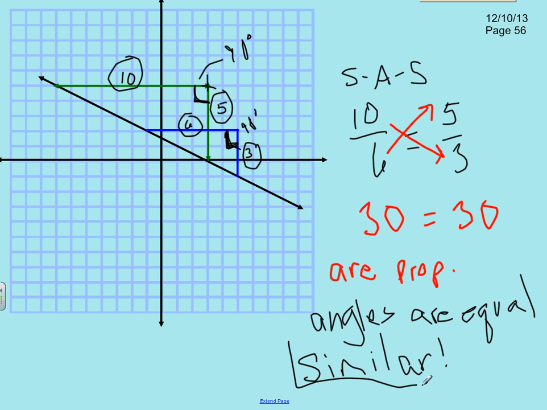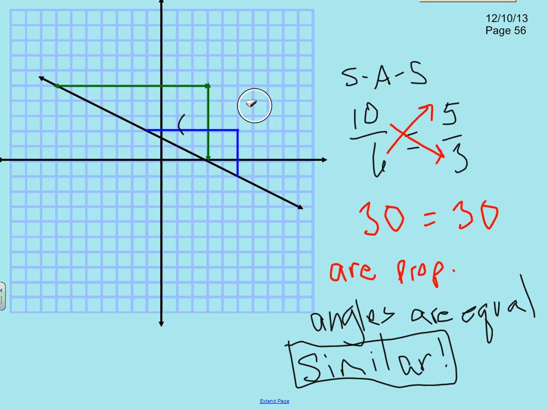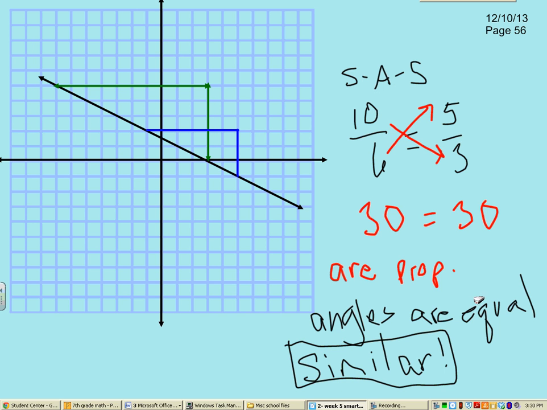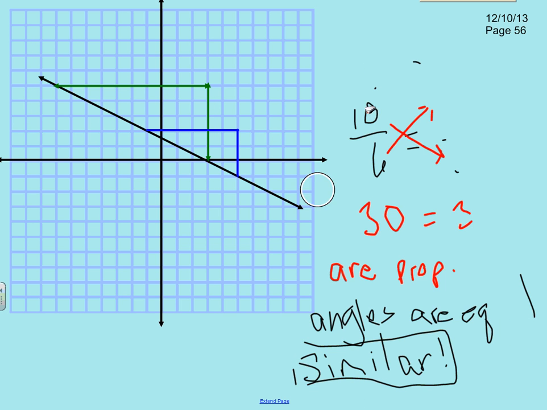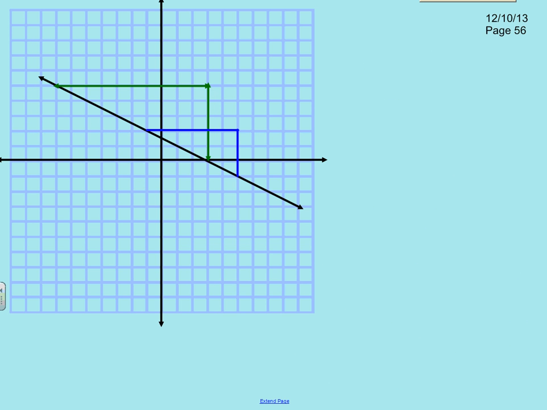All right, so we have proven that the two triangles are similar. But my question is, how does that prove the slope is constant? If you remember, slope describes the angle of a line. I'm going to erase this part right here. Do not erase what you have in your notebook. I just need a little bit more room without going on to the next page. So this should still be written on page 56. Okay, where was I? All right, so slope describes the angle of the line.